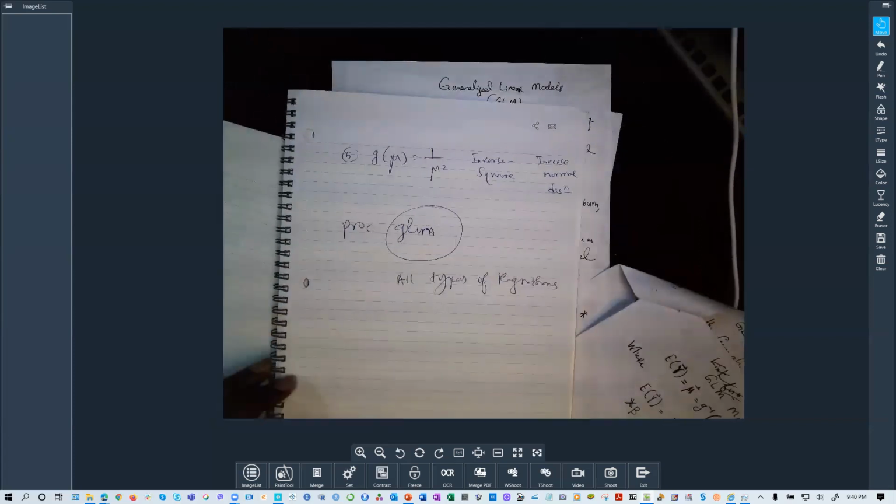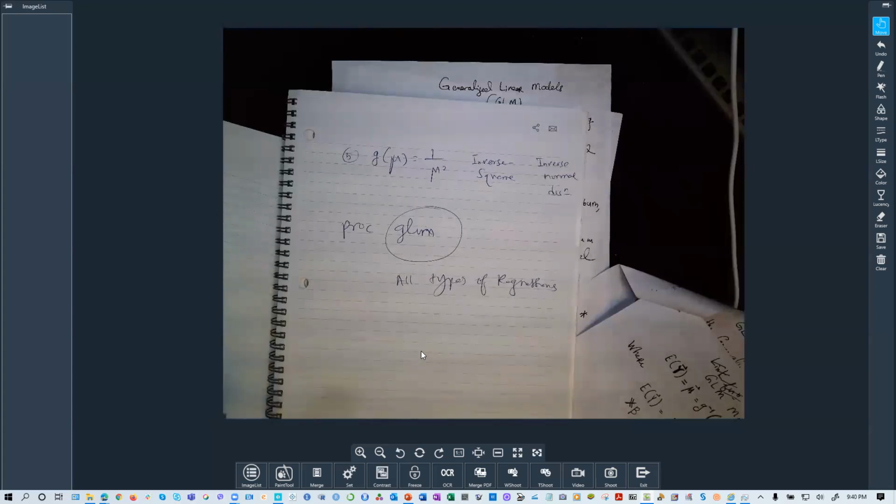I'm talking about y, or 1 over mu squared. It's called the inverse squared. Then you use the inverse normal distribution. All types of regression can be tackled by that one. That's a big advantage. In addition to the GLM, there's something called the analysis of variance. ANOVA comes along with that one.